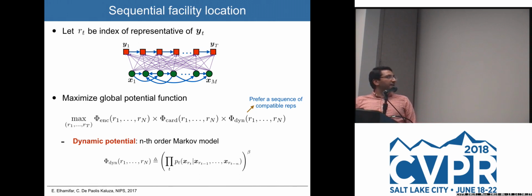So how are we going to select this? In the NIPS paper that we published last year, we took an n-th order Markov model for the dynamic potential function, where the representative at time t depends on the representatives at time t minus 1, t minus 2, up to t minus n. So it's going to be an n-th order model, right? To the power of some exponent beta that puts a trade-off between these three terms again.